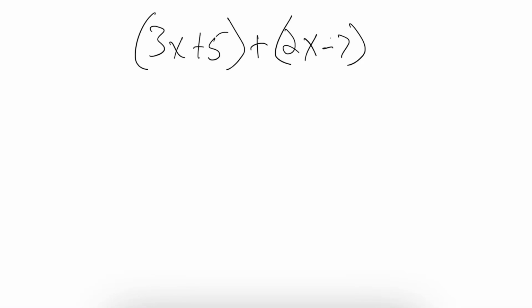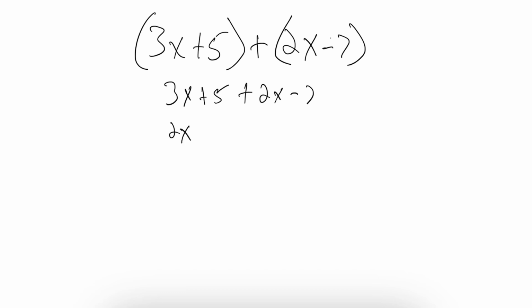In this video, we'll be adding and subtracting algebraic expressions. First, we have 3x plus 5 in parentheses plus 2x minus 7 in parentheses. So first, we'll get rid of parentheses. 3x plus 5 plus 2x minus 7. And we'll group our numbers to make it easier.